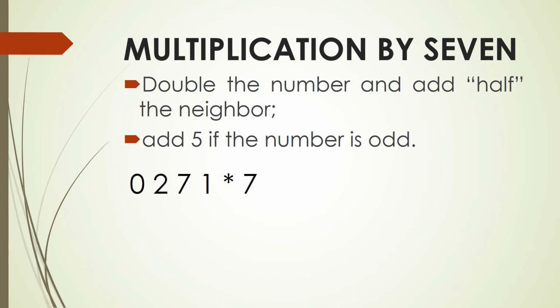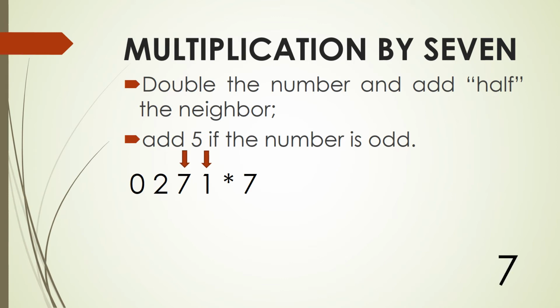In the case of the rules of the multiplication by 7, it said that we need to double the number and add half of the neighbor. And we need to add 5 if the current number is odd. So let's do that. We see that we have no neighbor here, the first one. And so we only need to double the number 1. Also, we see that the number 1 is odd, so we need to double and add 5. The total of this operation is going to be 7, so we write 7.